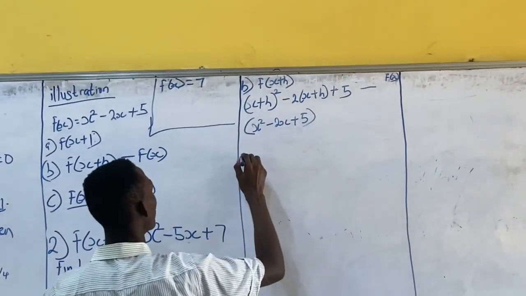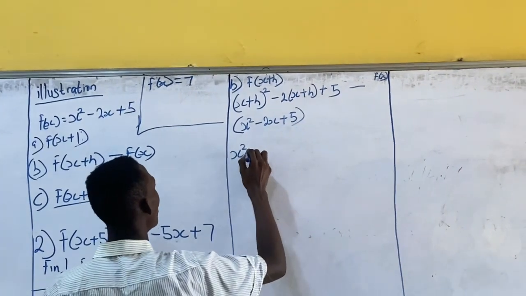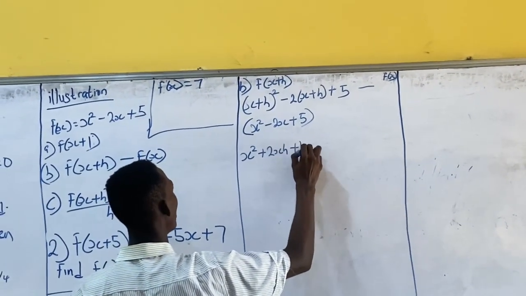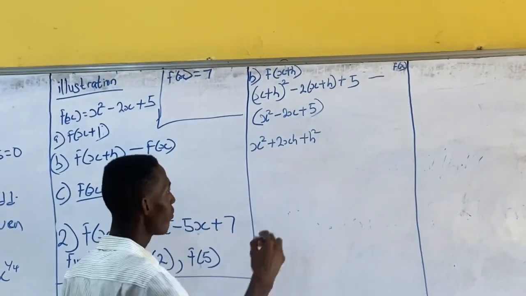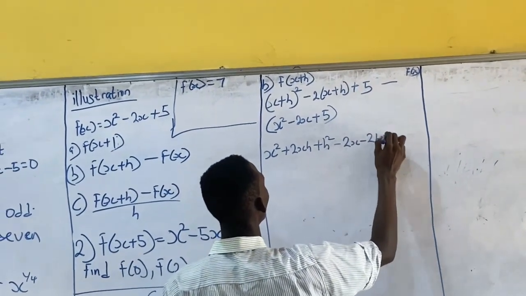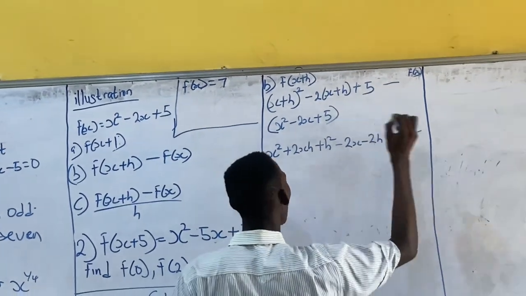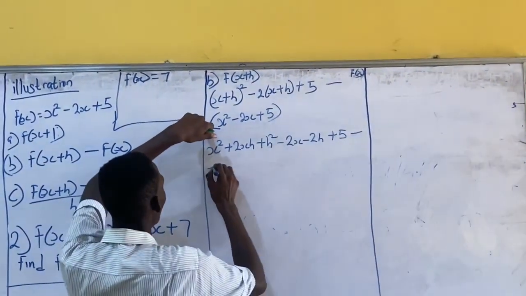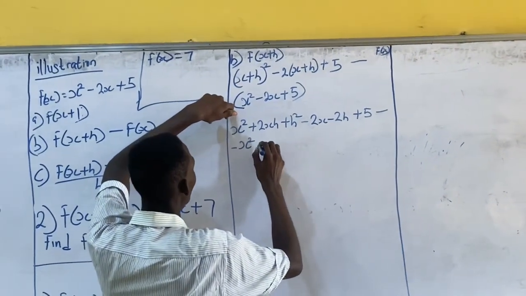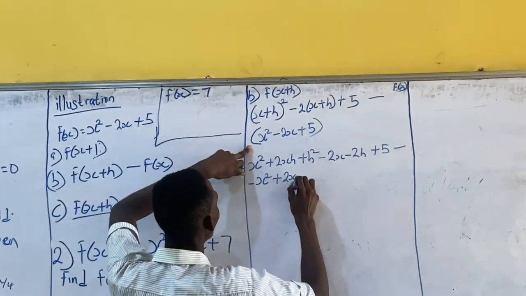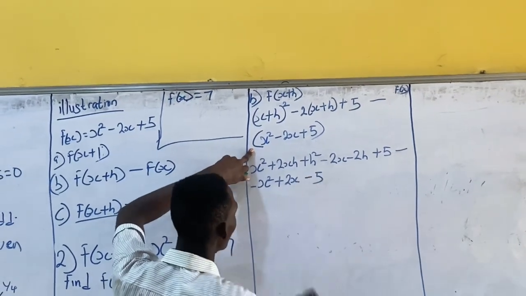If you expand this, you have what? x squared plus what? 2xh plus what? h squared minus 2x minus 2h plus 5 minus. So if you are expanding this, then the sign will change. This becomes what? Minus x squared plus what? 2x minus 5.